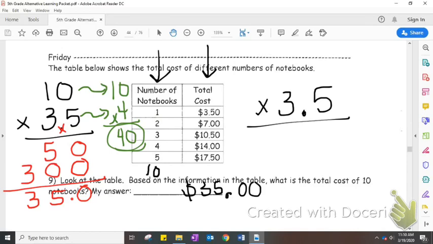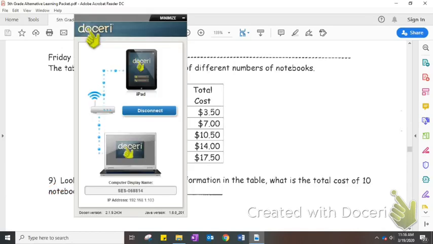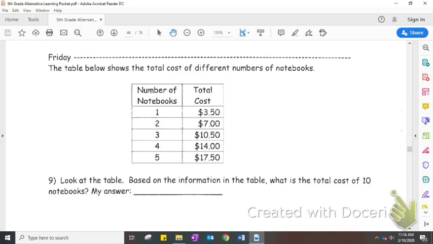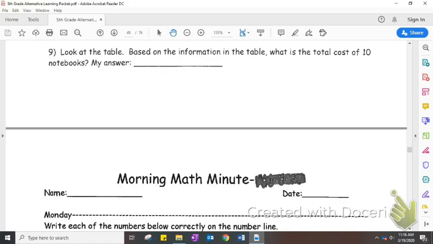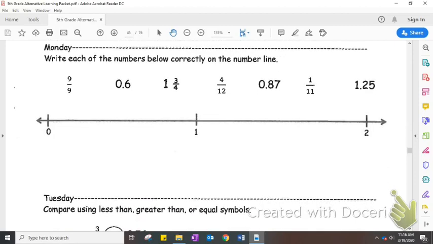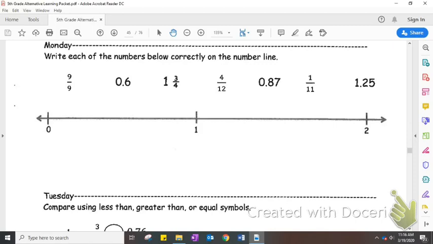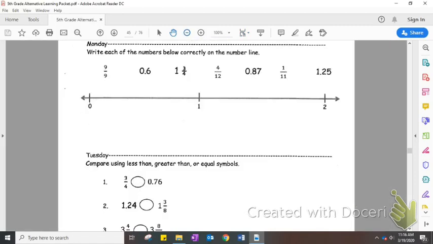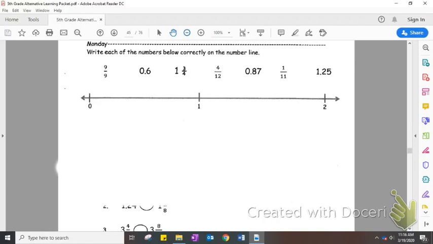Okay, so let's scroll down to the next page. All right, so it says, and you know what, I'm going to zoom out here and give myself a little bit more room because this is going to require a lot of work. There we go. Okay, so it says write each of the numbers below correctly on the number line. We've got 0, 1, and 2.